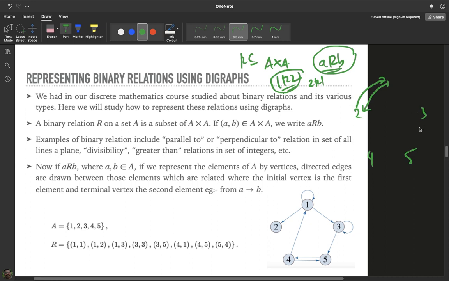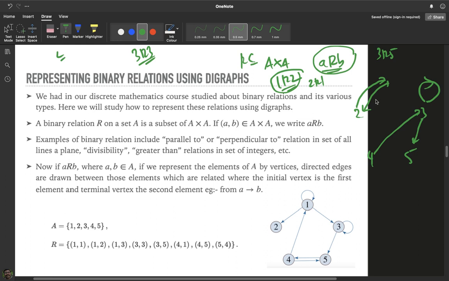Similarly, if 3 is related to 5, I'll draw an edge from 3 to 5. And if 4 is related to 3, I'll draw an edge from 4 to 3. This is how I will be representing binary relations. Suppose 3 is related to 3 itself. If you are using the less than or equal to relation, you always know that A is less than or equal to A. So if 3 is related to 3, I'll just draw a loop. This will be a directed self loop I'll be drawing there.